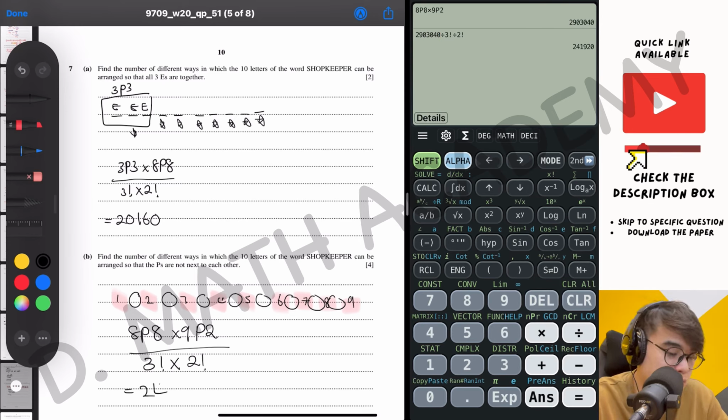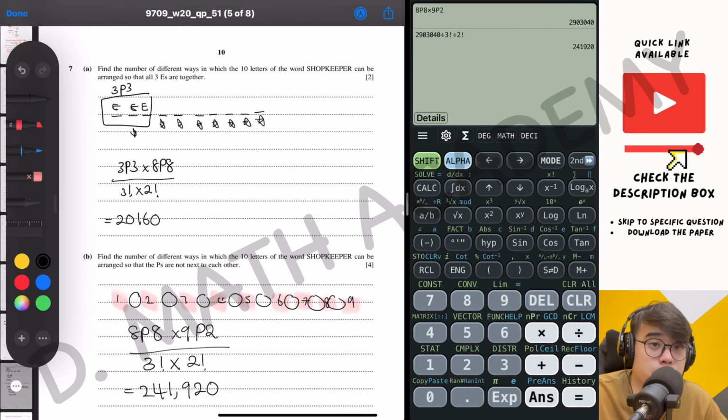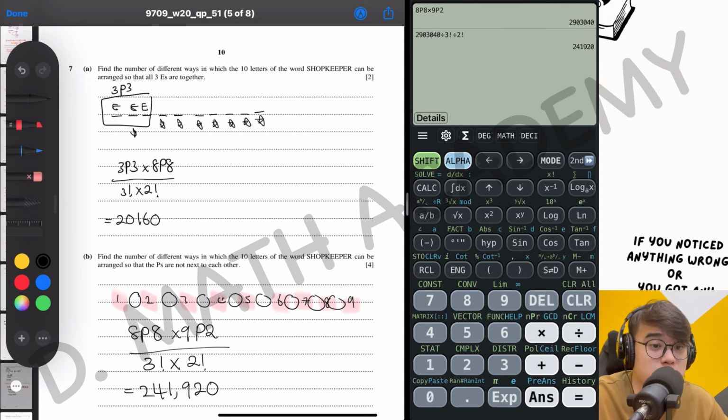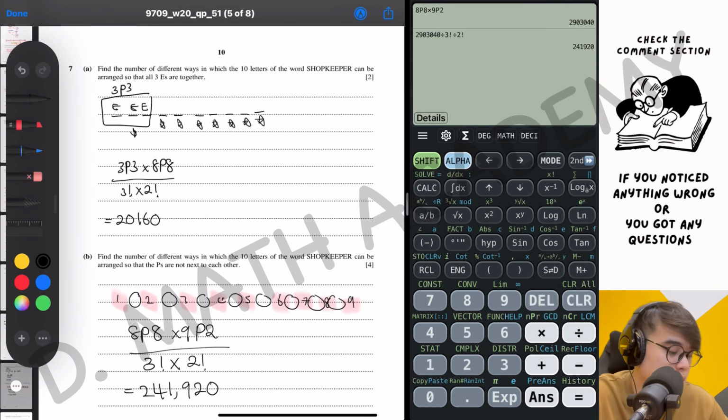Okay, that is about 241,920. So repeat again, the circles represent those that are not P. That's a total of 8 of them. The red part that I put there represents the gaps that I can slot the P in. So 9P2 is for me to slot in the 2 P's that I have only.